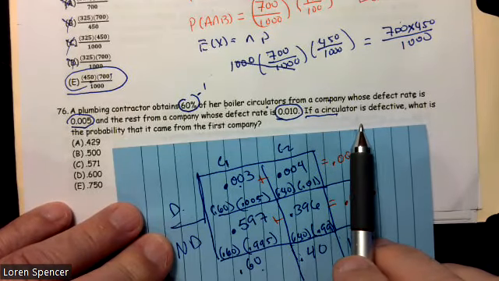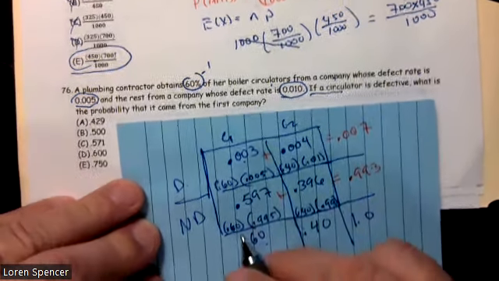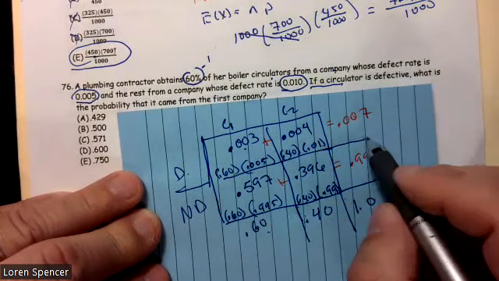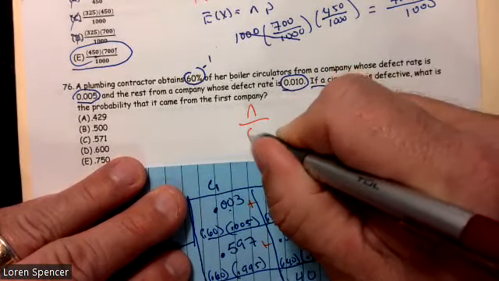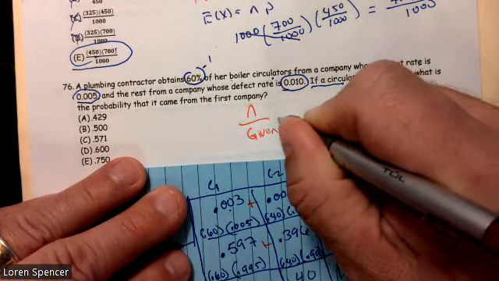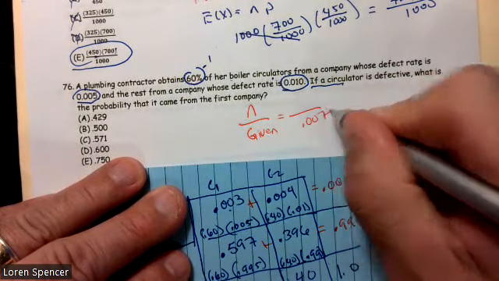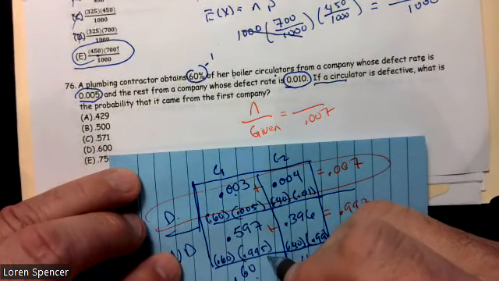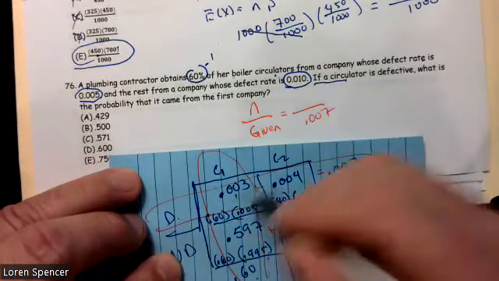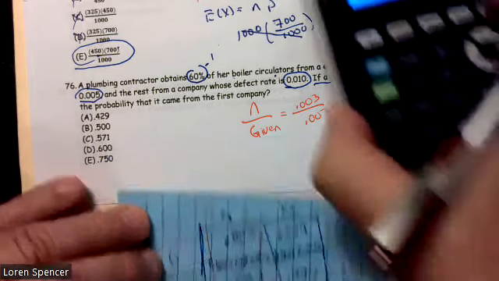So if a circulator is defective, what's the probability it came from the first company? Well, that means given that it's defective, the defect rate is 0.007. And remember, it's always intersection over given. Another word for given is if. They tell me that this is 0.007. And from company one, that's 0.003. So there's my fraction.